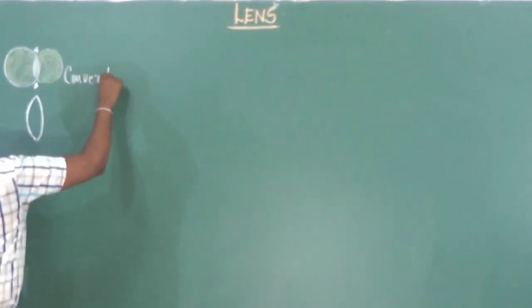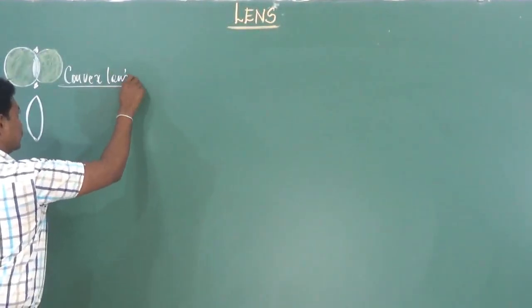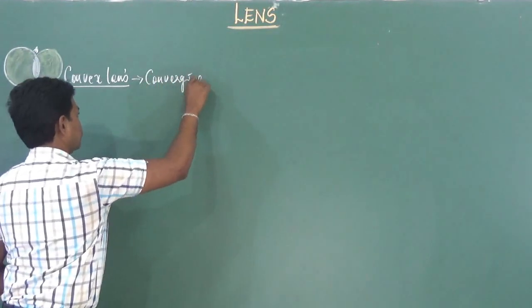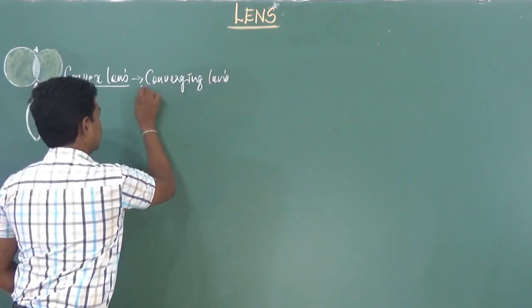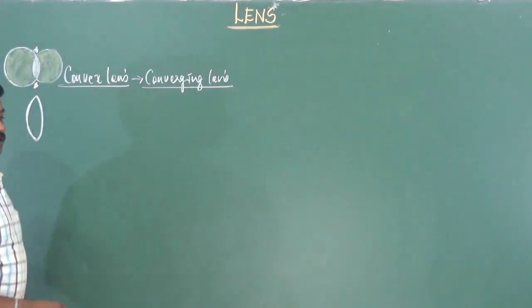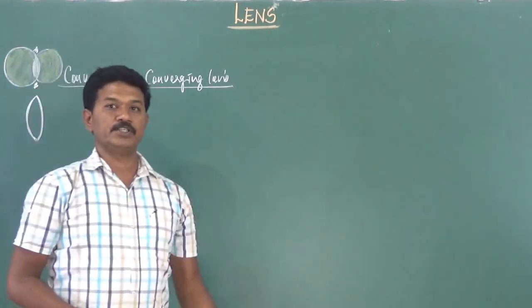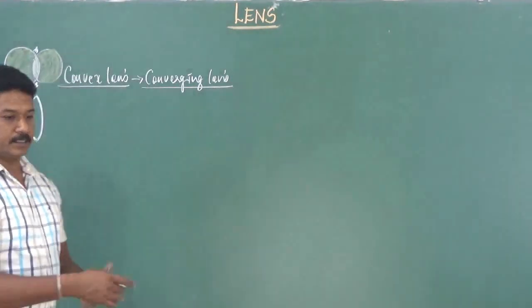Lenses are said to be of two types. We will go with the first, the convex lens, or in other words it is called a converging lens. What is the other name for a convex lens? It is a converging lens. Why it is called a converging lens, we will discuss in the coming minutes.